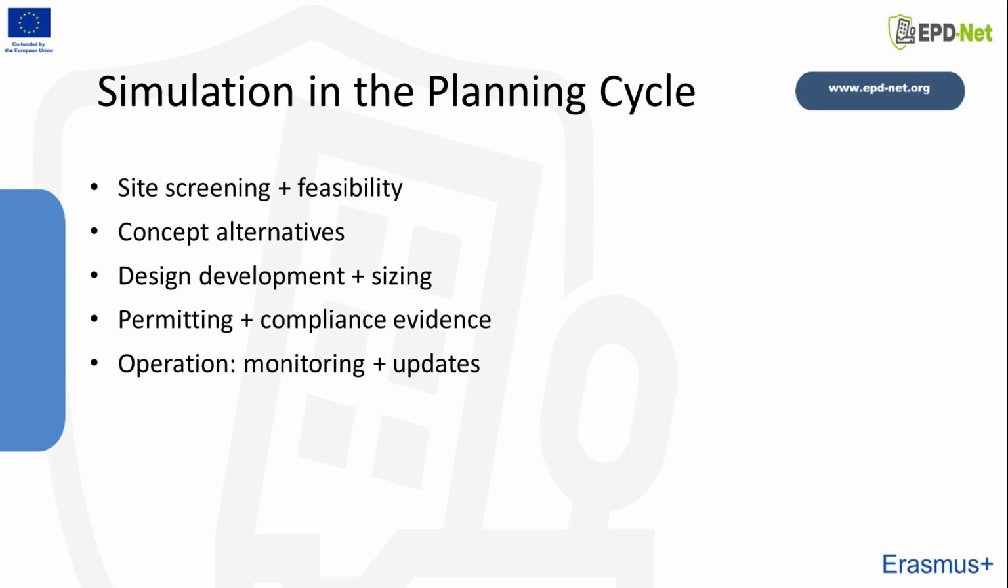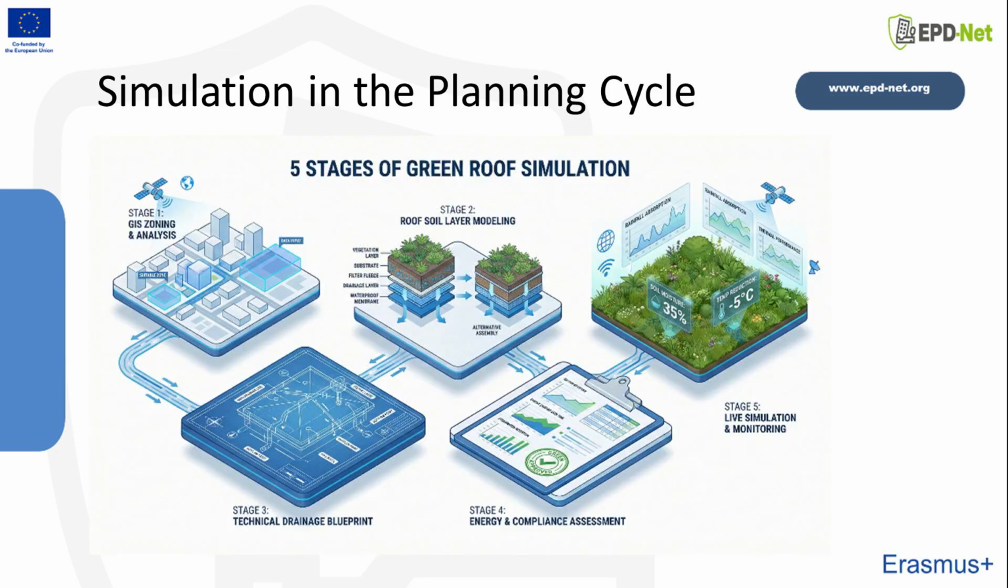In planning, simulation is used differently at each stage. In site screening, you use quick models and GIS to decide where green roofs are feasible and impactful. In concept alternatives, you compare design variants such as substrate depth, plant mix, and coverage targets. In design development, you size drainage, determine structural constraints, and run more detailed simulations. In permitting, you prepare evidence for stormwater, energy, or biodiversity requirements. In operation, monitoring data are used to update assumptions and check whether performance matches the promise. A useful rule is to start with the lowest complexity tool that can answer the question, then add complexity only if the decision requires it.